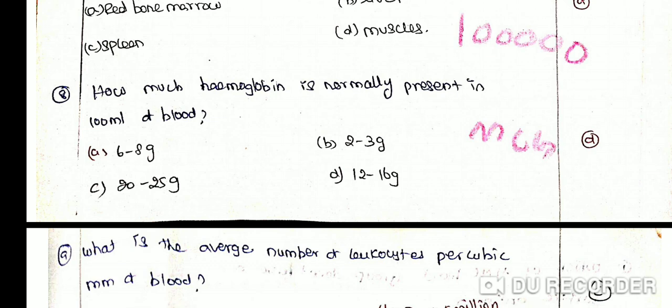How much hemoglobin is normally present in 100 ml of blood? Option A 6 to 8 gram, option B 2 to 3 gram, option C 20 to 25 gram, option D 12 to 16 gram. The correct answer is option D, 12 to 16 gram. Hemoglobin is a complex iron-containing protein present in erythrocytes or red blood cells. It is red in color and hence gives erythrocytes their red color. 12 to 16 grams of hemoglobin is present in 100 ml of blood.